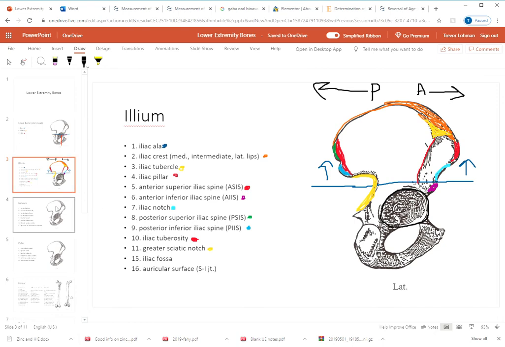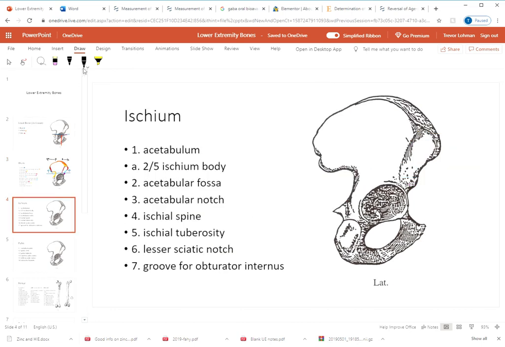But that's okay, we'll take a look in a few minutes at the model. So let's move on to the ischium.